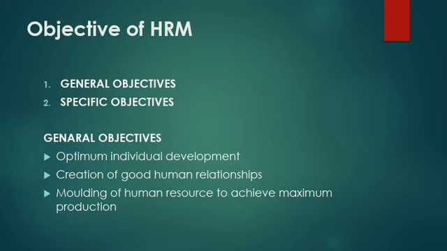The general objectives reveal the basic philosophy of the top management towards the working force, and they mainly include the following points. The first one is optimum individual development, the second one is creation of good human relationships, and the third one is molding of human resources to achieve maximum production. Let us see what these objectives say. The first one is optimum individual development.